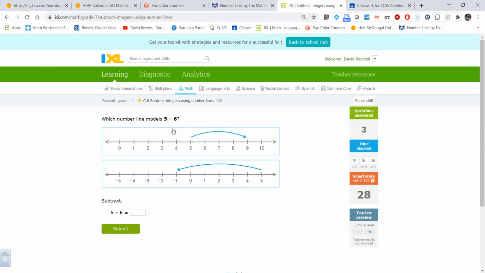All right, last one. 5 minus 6, okay? So both of these again start at 5, but then I'm taking away 6. Remember, taking away a positive is going to make it get smaller.